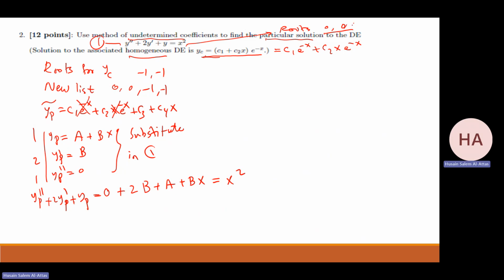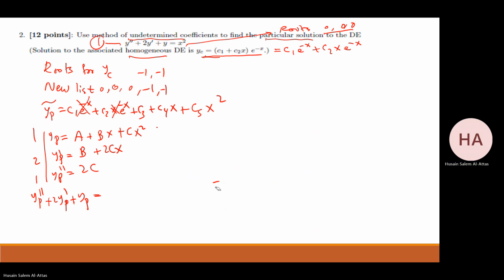Sorry. These are 3 zeros. So I need plus C x squared. X squared gives me 3 zeros. So I need the coefficient of X squared. That gives me B plus 2CX. And that gives me 2C. Yeah, let me do it again. That will be 2C plus 2B plus 2CX plus A plus BX plus CX squared equals X squared.